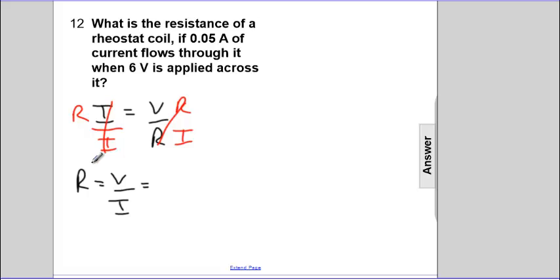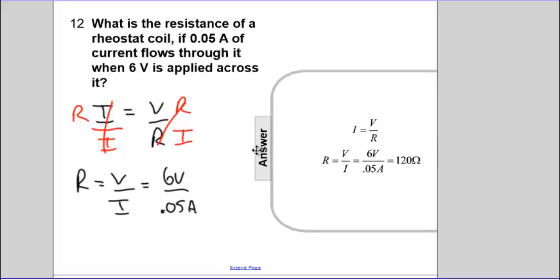So again, this is still Ohm's law. We're just solving for different variables. And we end up with 6 volts and 0.05 amps. Make that decimal a little more pronounced. 6 divided by 0.05 is 120 ohms of resistance.